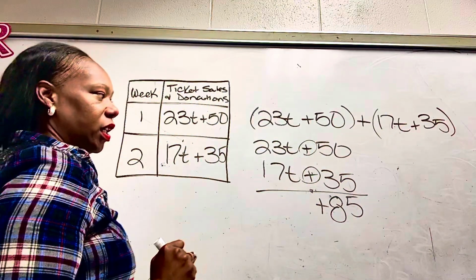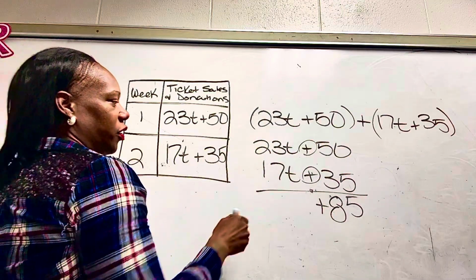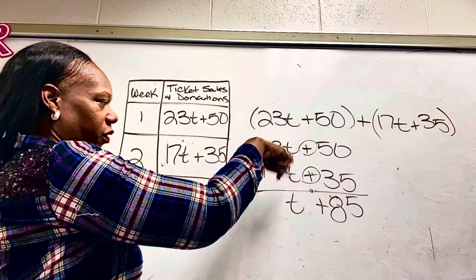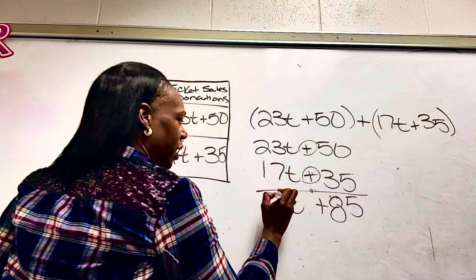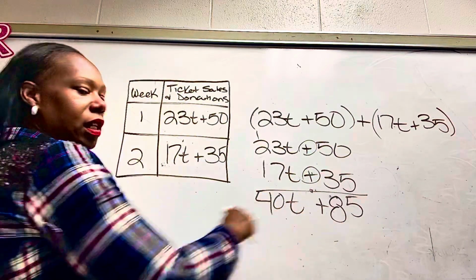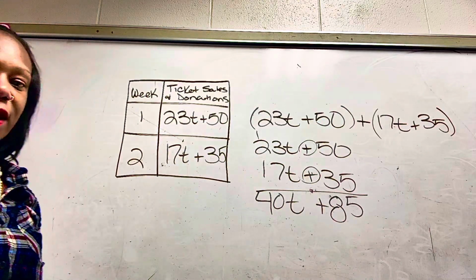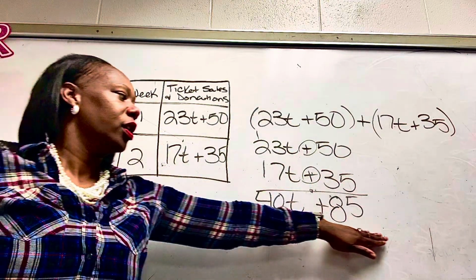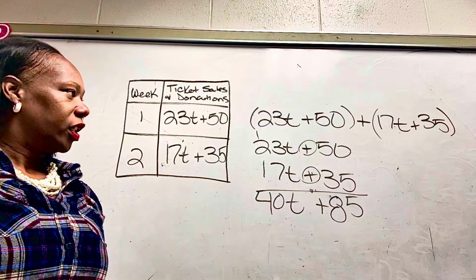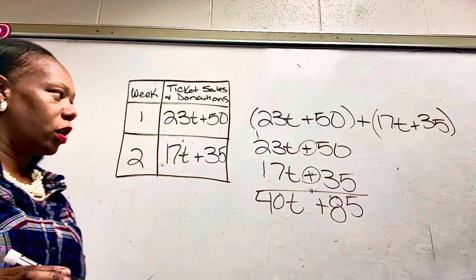Additionally, we're going to add 23 and 17. First, you've got to bring down your T because that's going to remain a variable. And then we're going to add this together, and you have 40T plus 85. So that's the actual expression. That's the answer, or the expression that would show how many tickets and what their income was for the 2 weeks.